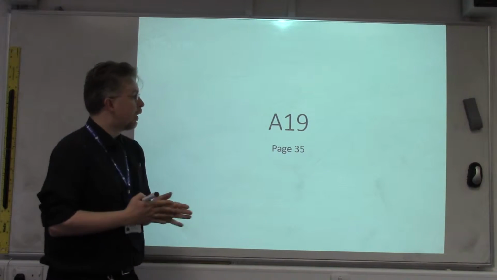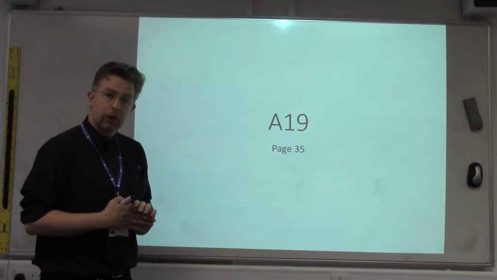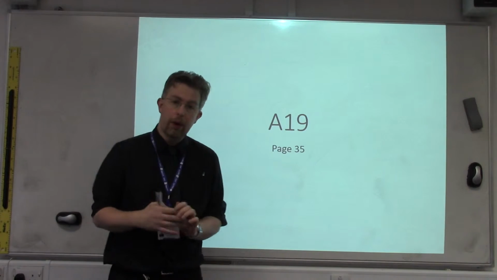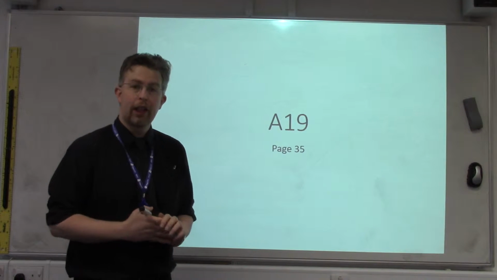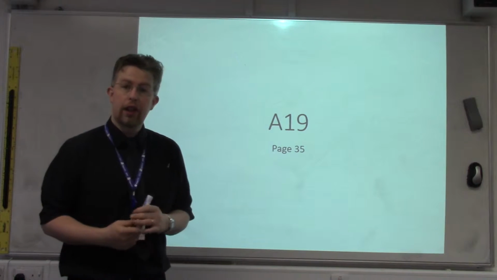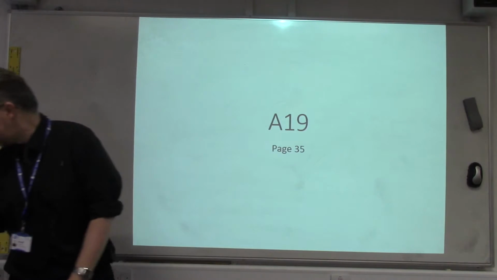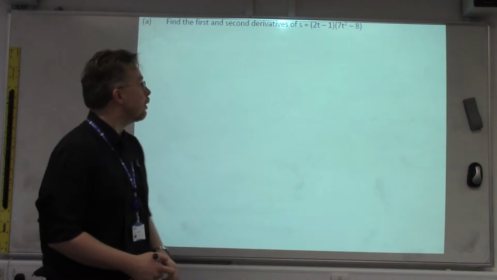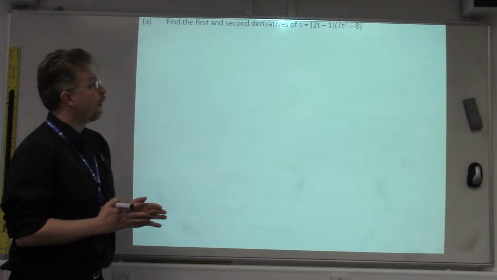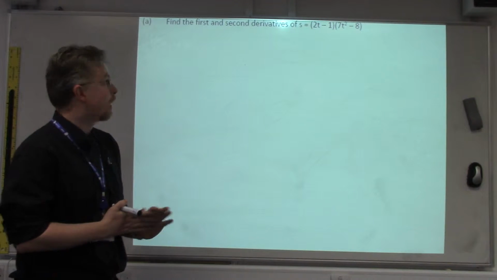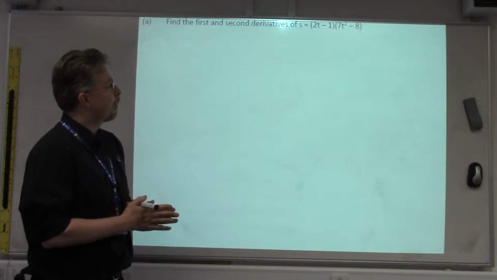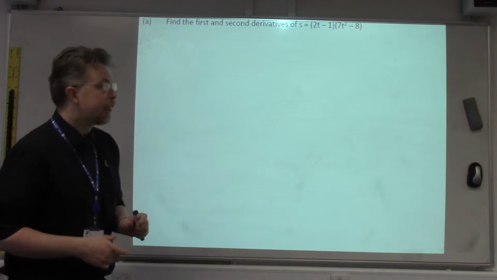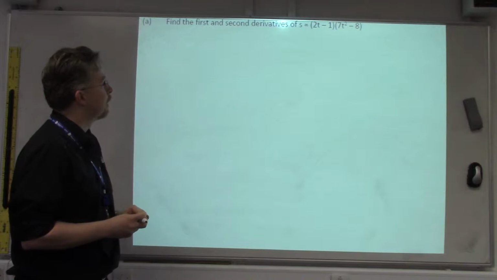much more work. So on page 35 of the examples booklet, as usual this is a video, not a lesson, so you may need to pause in order to take notes. You will definitely need notes in order to achieve on the actual assignment. So again we have to find the first and second derivatives of a function. This time it's s equals 2t minus 1 times 7t squared minus 8. So we need to differentiate for both these things.